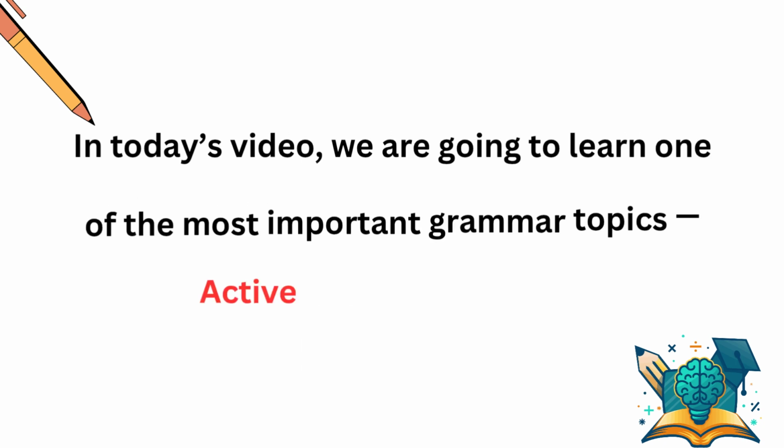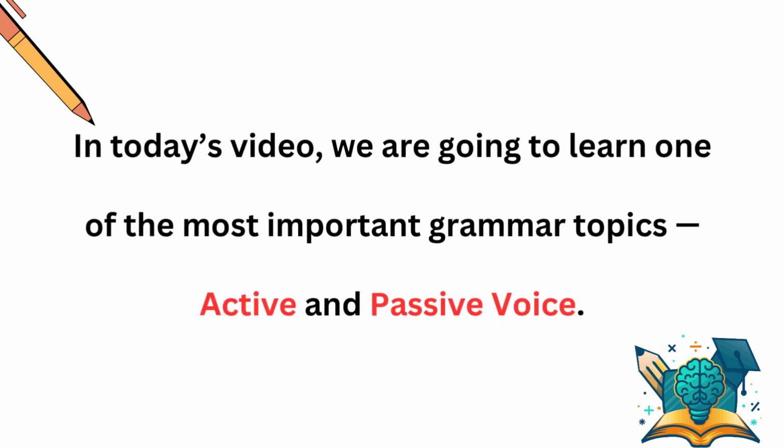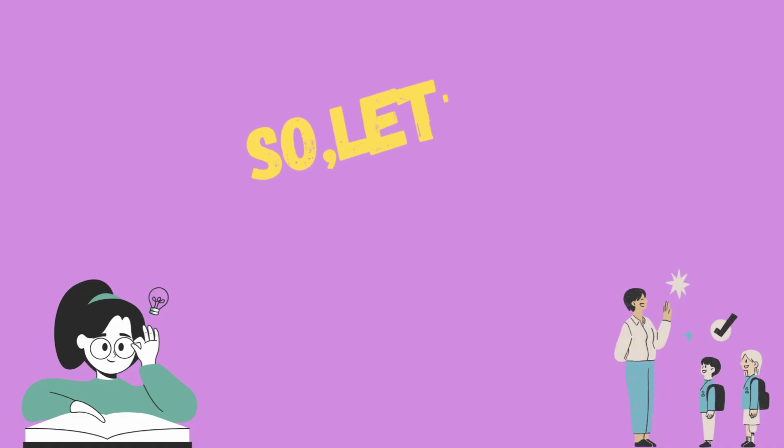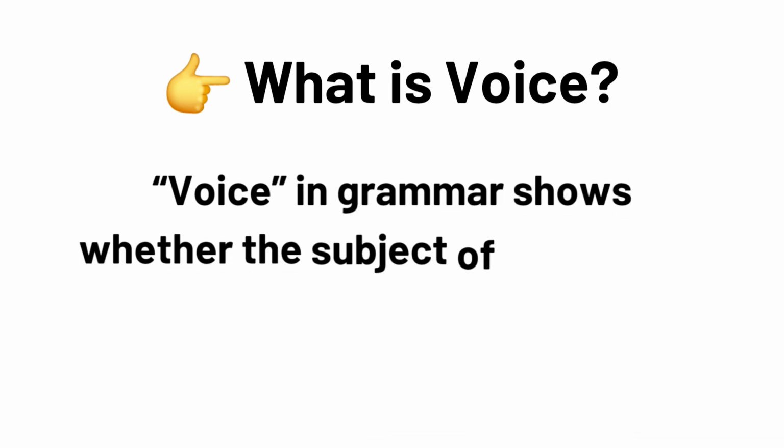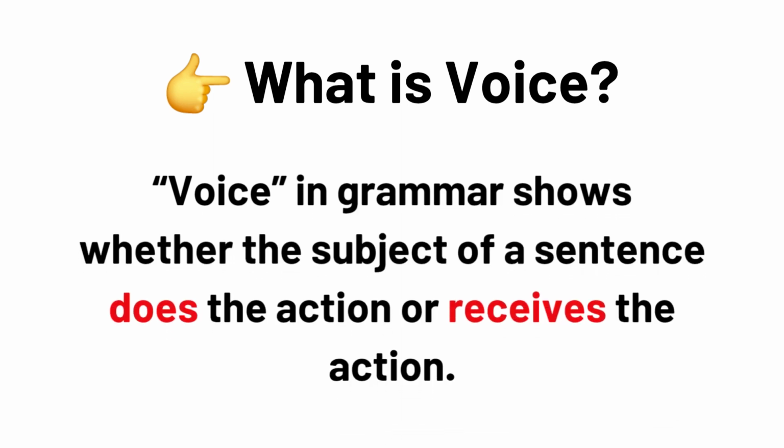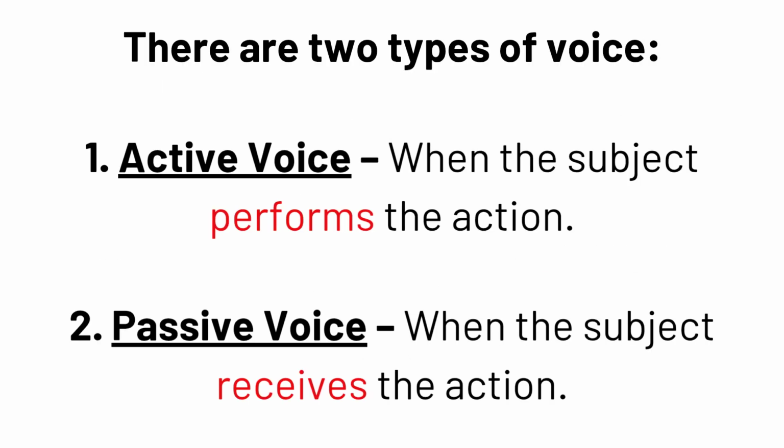In today's video, we are going to learn one of the most important grammar topics: active and passive voice. So let's get started. What is voice? Voice in grammar shows whether the subject of a sentence does the action or receives the action. There are two types of voice: active voice and passive voice.